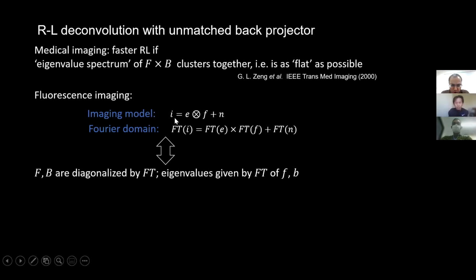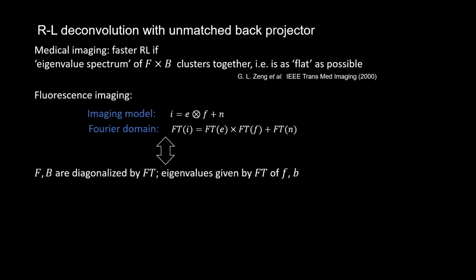When you convolve in the spatial domain, you mix spatial coordinates. However, if you Fourier transform this equation, this convolution becomes a product of terms, and now you nicely diagonalize this product in the spatial frequencies. So you get this nice equation, a product of Fourier transforms. Another way of interpreting this is that F and B are diagonalized by the Fourier transform, and so the eigenvalues are given by the Fourier transforms of F and B.